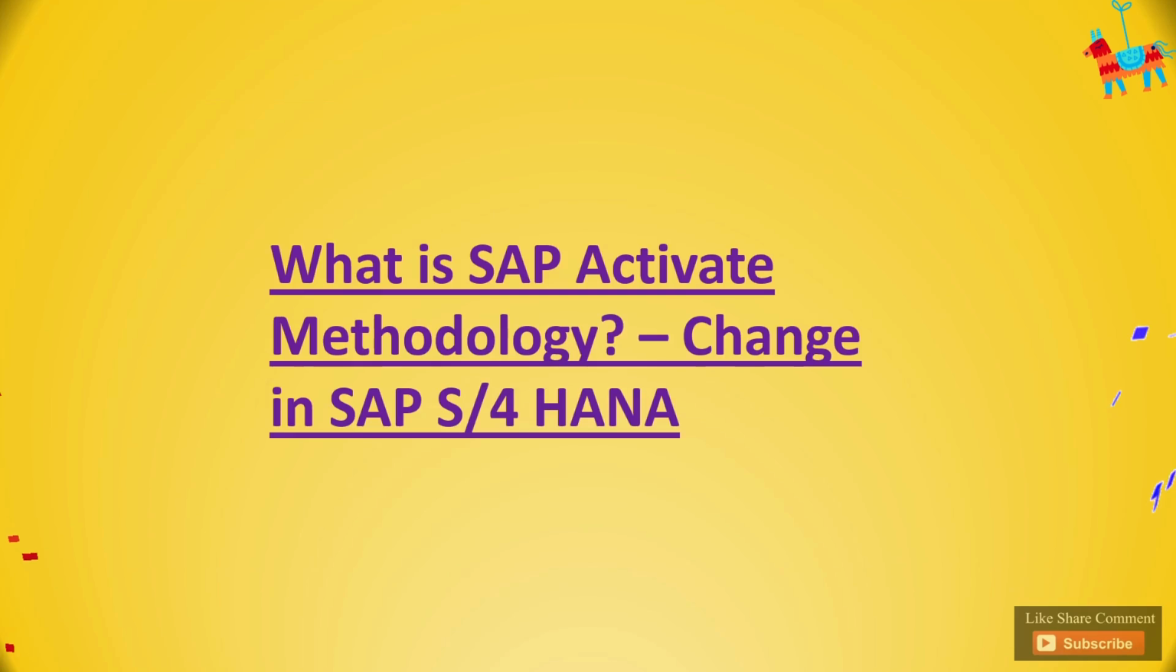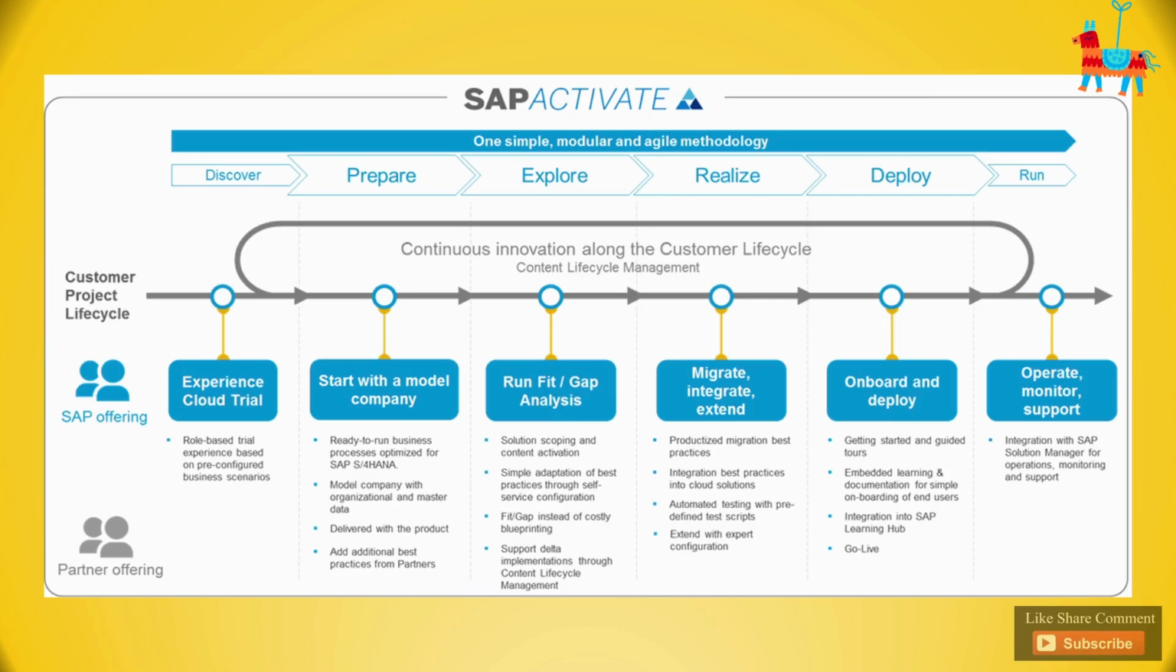But after S/4HANA, this ASAP methodology has been changed to SAP Activate methodology, and the points are kind of similar, but it is more focused towards the agile way. So it starts with discover, then prepare the project, explore in case any ready-made solution is there, then realize, deploy and run. These are the headline items, and this is one of the interview questions as well.